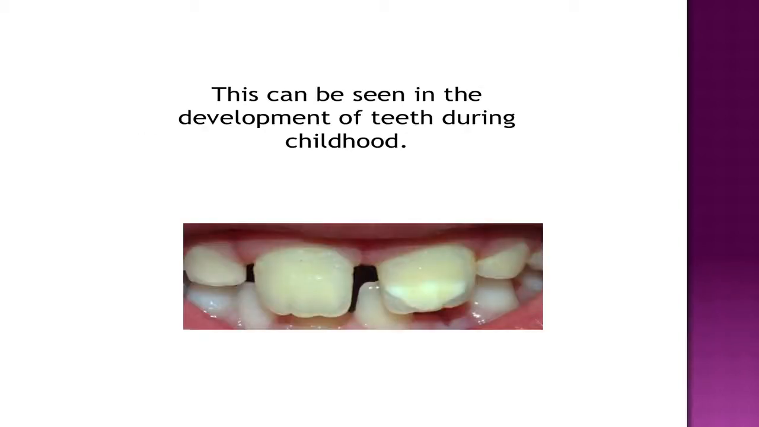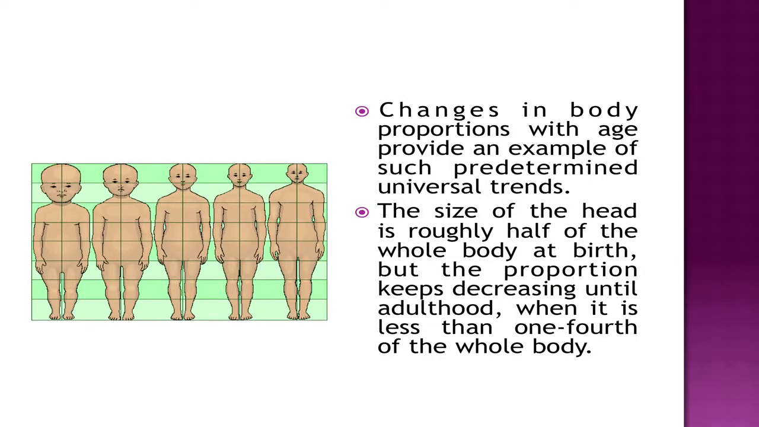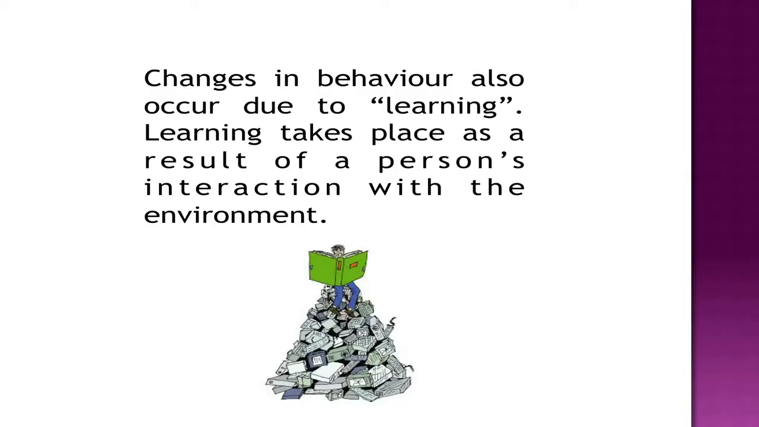This can be seen in the development of teeth during childhood. Changes in body proportion with age provide an example of such predetermined universal trends. The size of the head is roughly half of the whole body at birth, but the proportion keeps decreasing until adulthood, when it is less than 1/4 of the whole body. Therefore, maturational changes in our body are primarily due to the aging process rather than learning or other factors such as illness or injuries. It must be noted that changes in behavior also occur due to learning.